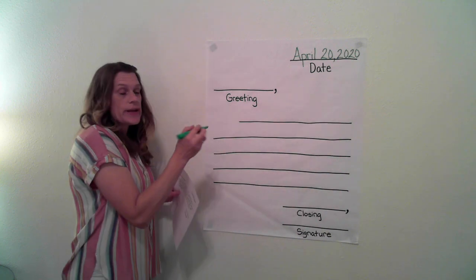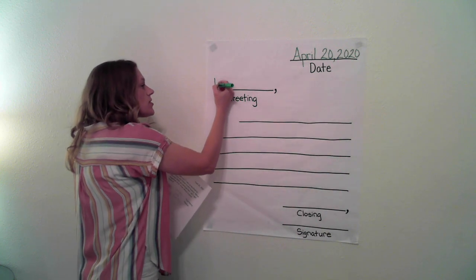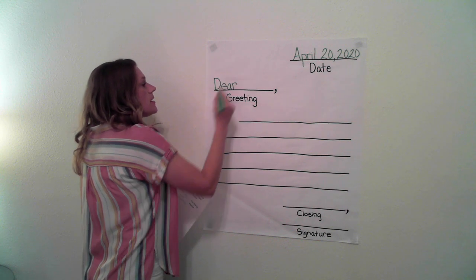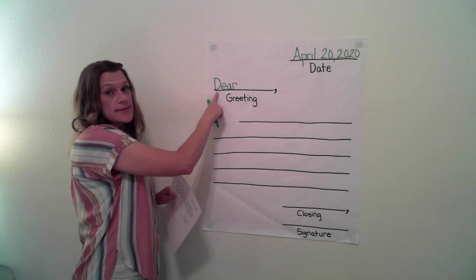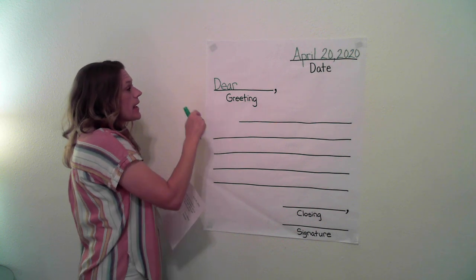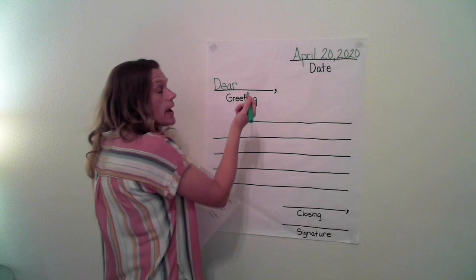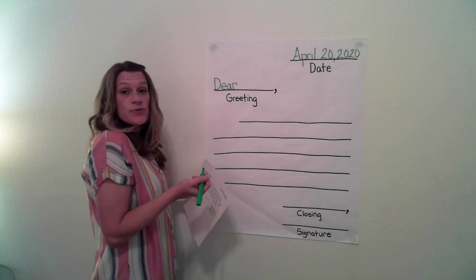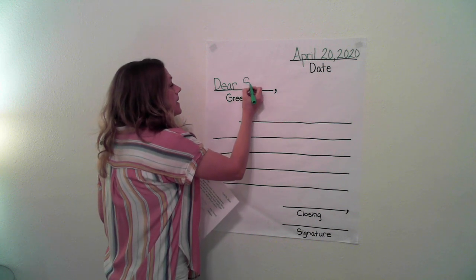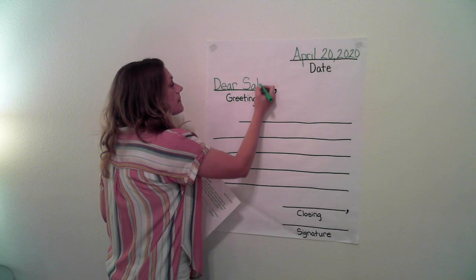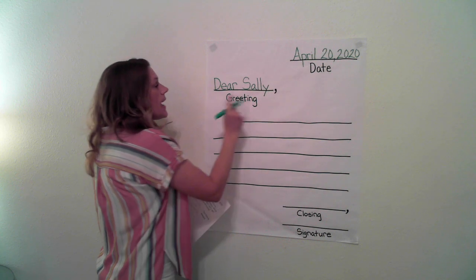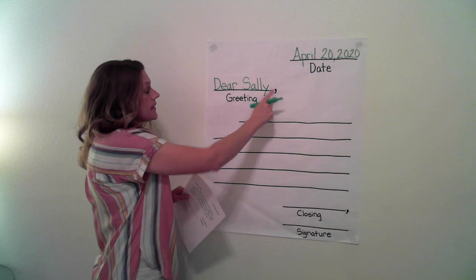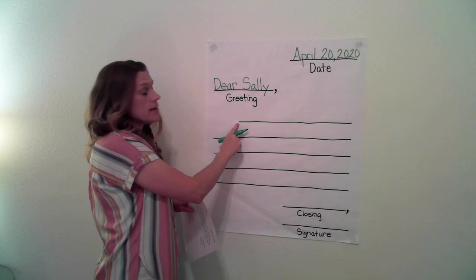Now we start with our greeting. We usually start with the word dear. Dear will always have a capital letter or an uppercase letter at the beginning. Since this is a friendly letter, I would write to a friend or a family member. I'm going to write to a friend, and her name is Sally. At the end of your greeting, you will always have a comma.